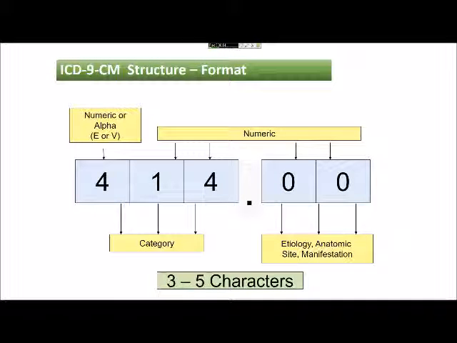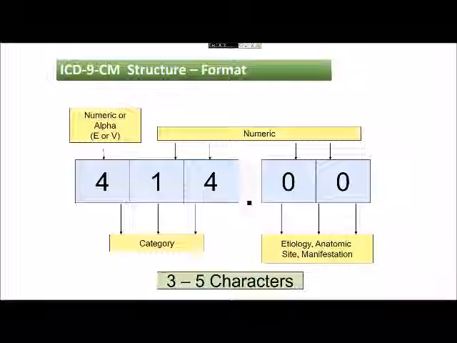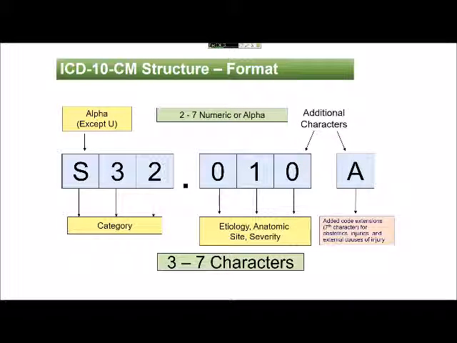The slide details about ICD-9-CM structure format. The first 3 digits are category of code, and numbers after the decimal point is related to etiology, anatomic site, and manifestation. And ICD-10-CM structure format. The first 3 digits are category of code, and the 3 number after the decimal point is related to etiology, anatomic site, and severity. The last code is extension for obstetrics, injuries, and external cause of injury.